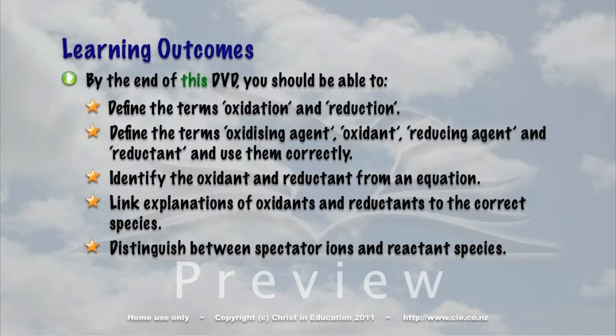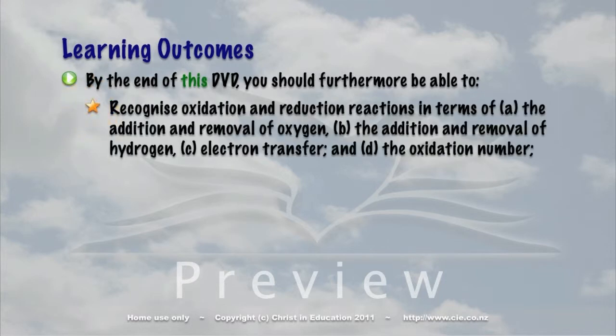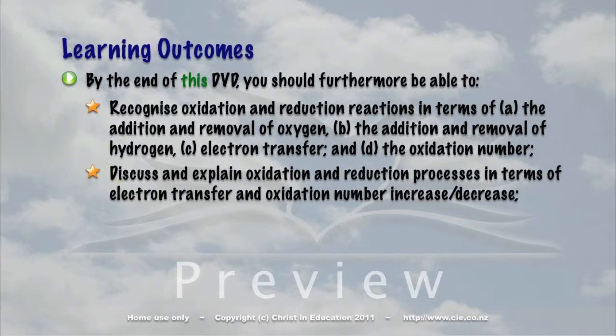Distinguish between spectator ions and reactant species. You should also be able to recognize oxidation and reduction reactions in terms of the addition and removal of oxygen, the addition and removal of hydrogen, electron transfer, as well as the oxidation number. Discuss and explain oxidation and reduction processes in terms of electron transfer and oxidation number increase or decrease.